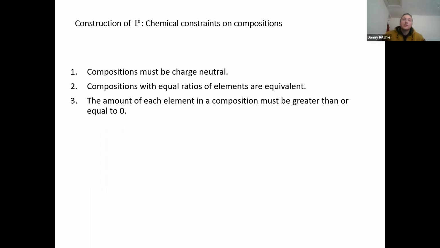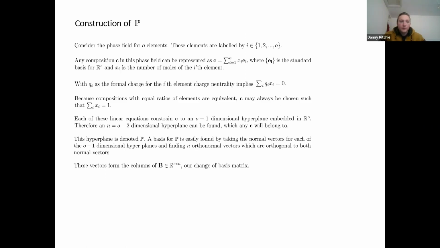Number 1, the composition must be charge neutral. Number 2, compositions with equal ratios of elements are equivalent. And number 3, the amount of each element in a composition must be greater than or equal to 0. So consider the phase field for O elements, label them with i. Any composition C can be represented as a Euclidean vector in R^O, where the ith component gives the number of moles for the ith element.